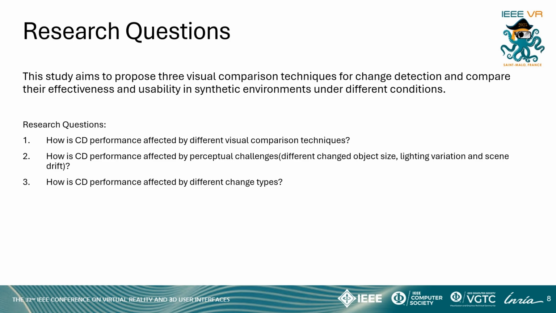This study aims to propose three visual comparison techniques for change detection and compare their effectiveness and usability in synthetic environments under different conditions. We have three research questions. The first, how is performance affected by different visual comparison techniques? Secondly, how is performance affected by different perceptual challenges? And lastly, how is performance affected by different types of change?